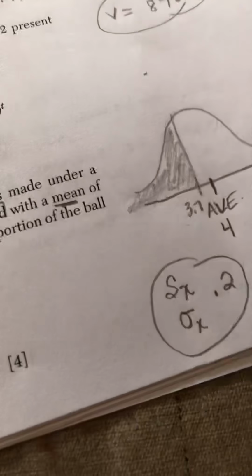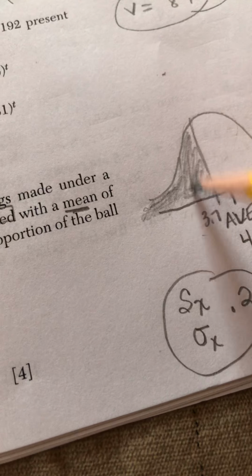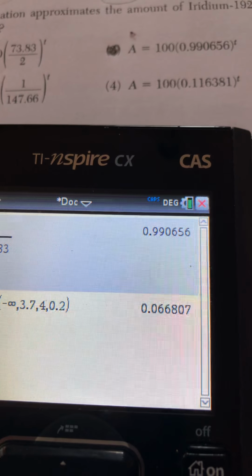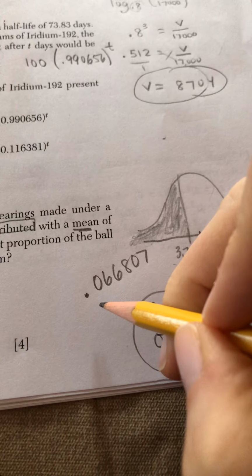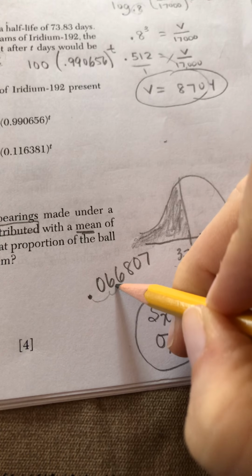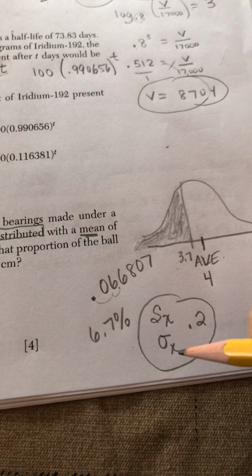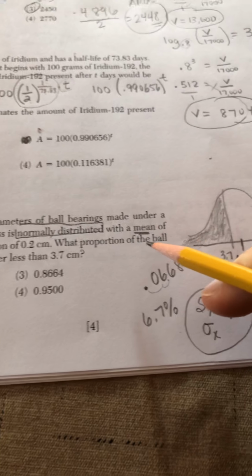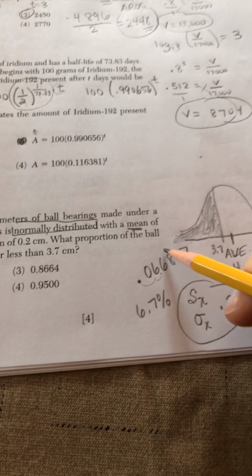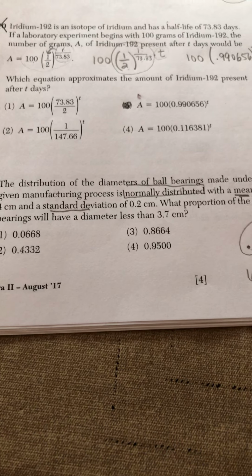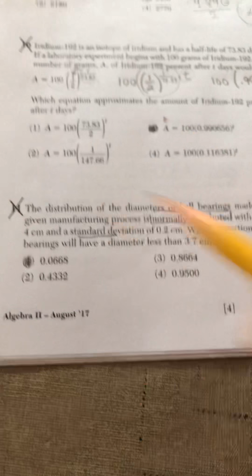So the chance that a ball bearing is going to be in this shaded area is, what is that? 0.066807. We can change that to a percent if we had to. We change it by moving it 2 places. So about 6.7% of the ball bearings are going to be in that shaded area. But I didn't have to. This is the answer. So if you look over here, number 1 is what matches with that.